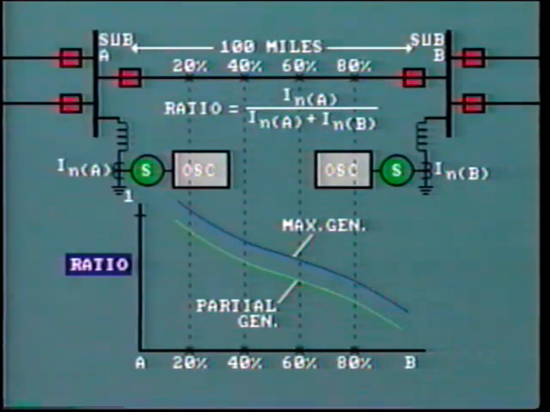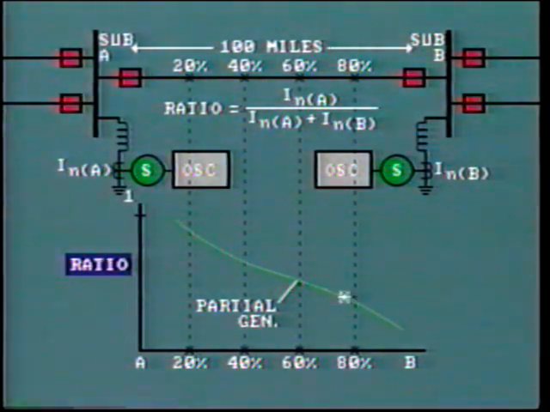Now, going back to our computer simulations, we can select the curve that most closely matches system conditions at the time of the fault. The ratio of 0.27 corresponds to a line length of about 75 miles. Thus, we conclude that the trouble spot is approximately 75 miles along the line from station A to station B.